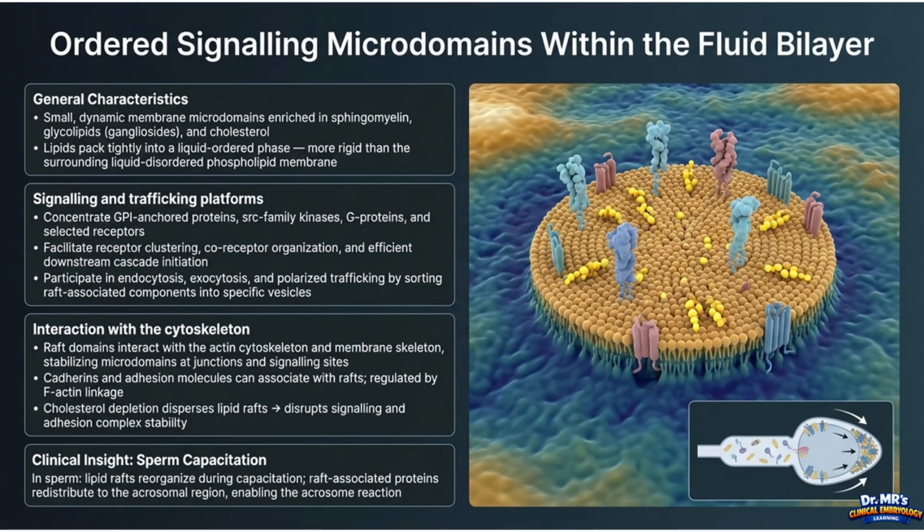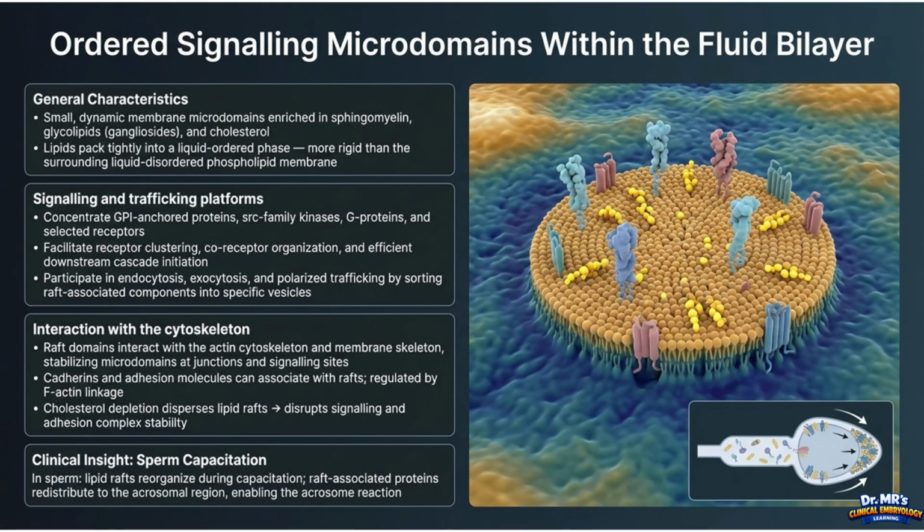Rather than relying on the random collision of signaling molecules diffusing across the membrane, cells concentrate the relevant partners within a restricted domain, like putting all the members of a meeting in the same room rather than hoping they bump into each other in a large building. Rafts also participate in endocytosis and vesicular trafficking, sorting raft-associated components into specific vesicles for internalization or secretion. They interact with the cytoskeleton and the membrane skeleton, stabilizing their position at functionally important sites such as cell-cell junctions.